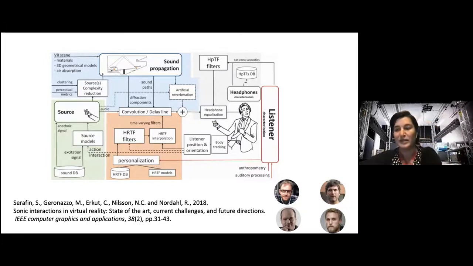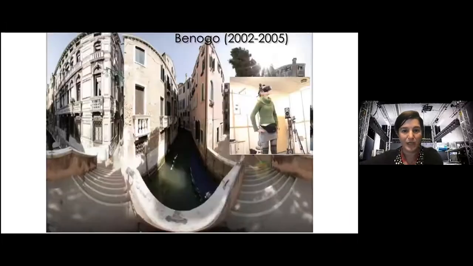Just to give an example of our work with immersive technologies, I will show you some very early work and then some more recent work. We started working with immersive technologies back in 2002, almost 20 years ago, at Aalborg University, in Aalborg. There was a European project called Benogo, which stands for Be No Go. The idea was to simulate physical spaces in virtual reality.